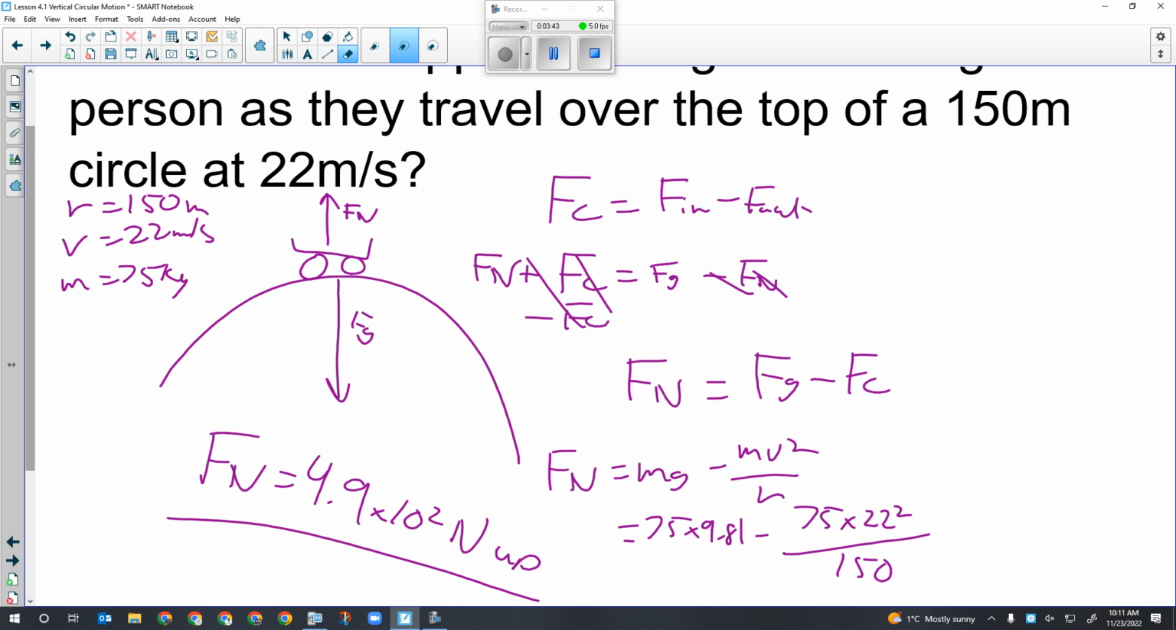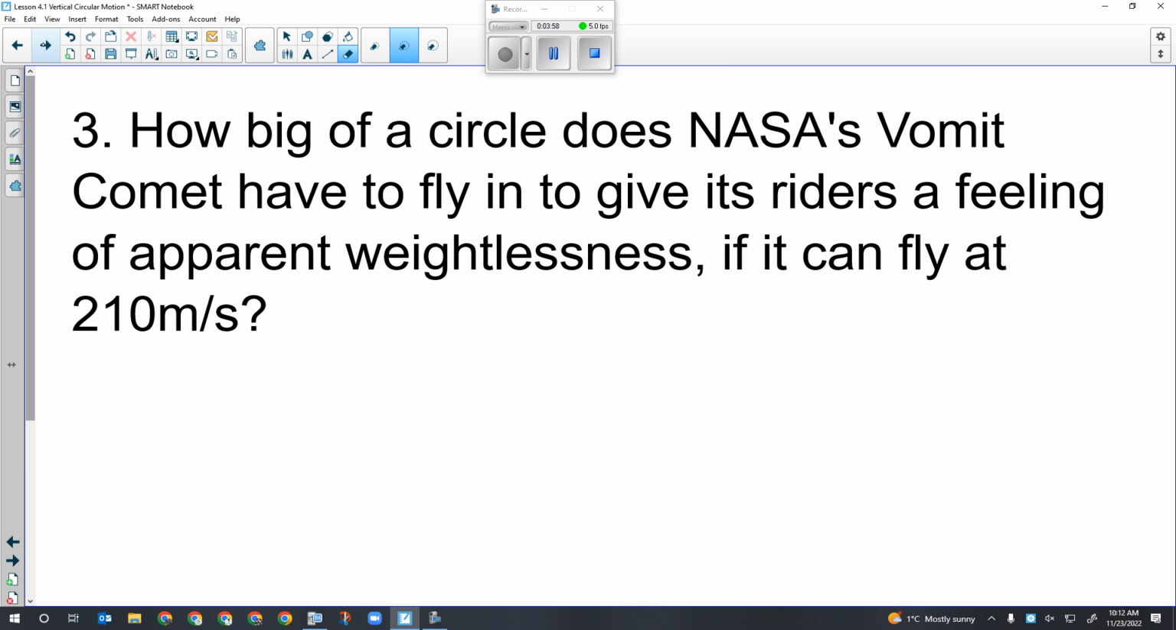Okay, everybody all right with that one? That's a pretty typical vertical circular motion type question. I think I put one pretty much like that on the unit exam last year. Okay, try this one.